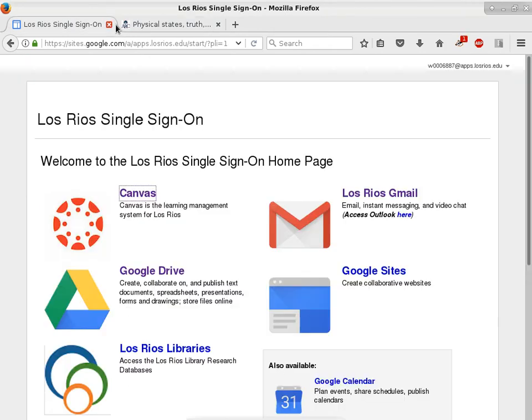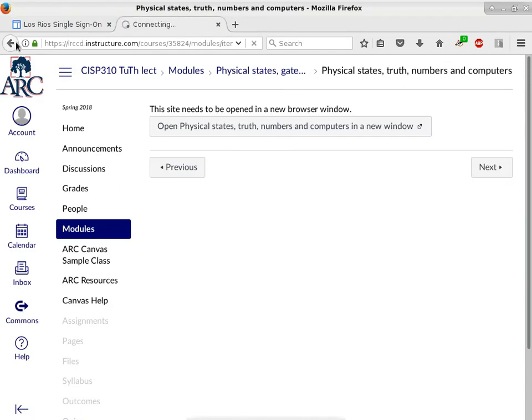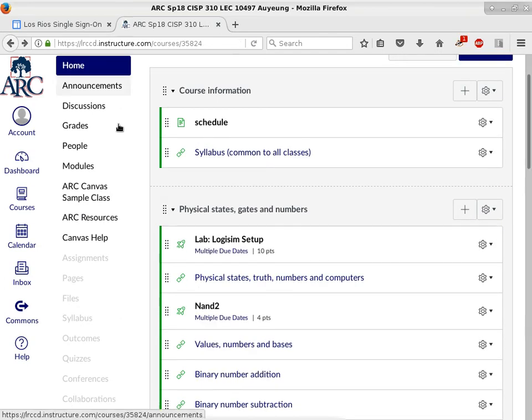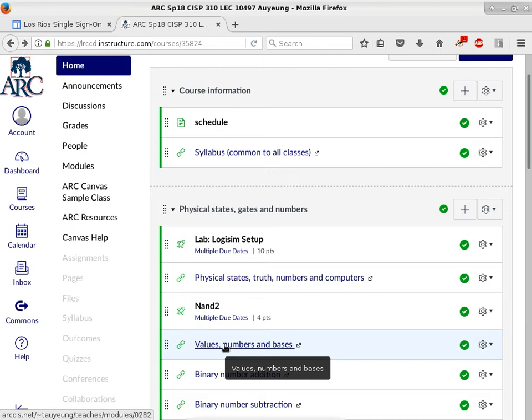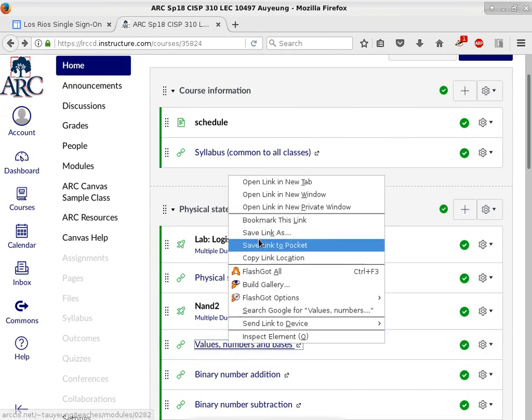And that part is, I'm just looking up the notes here. So we are moving on to the next document, which is called values, numbers, and bases. So let me open it on tab.